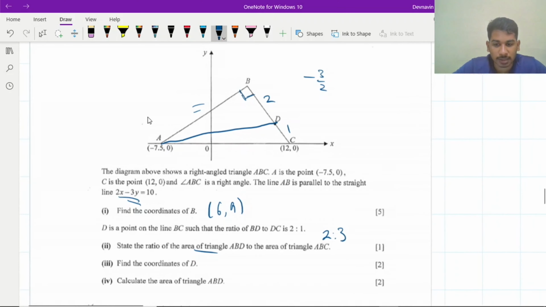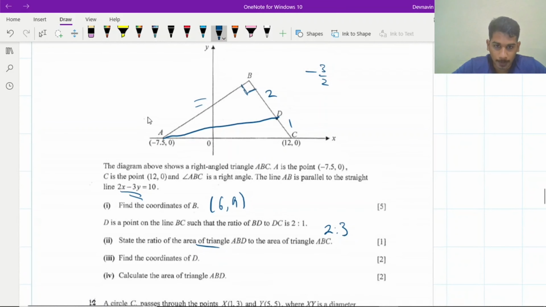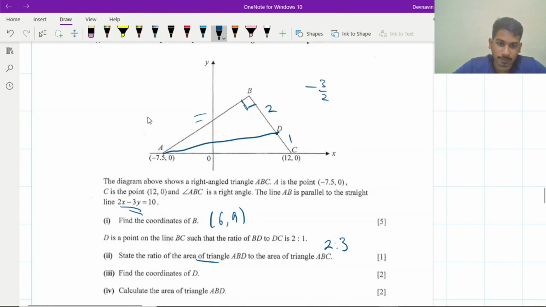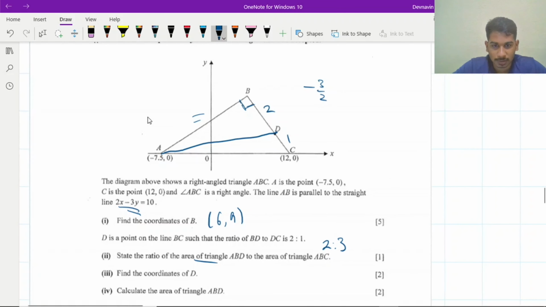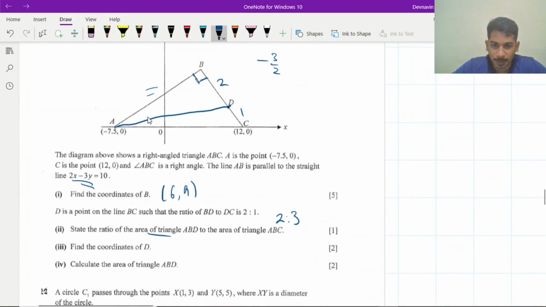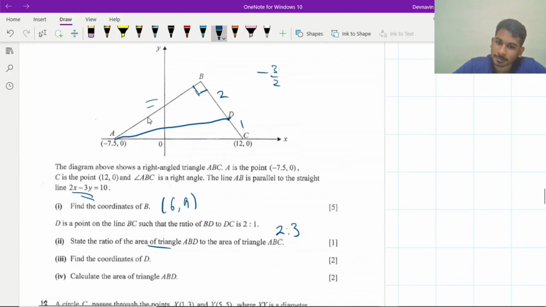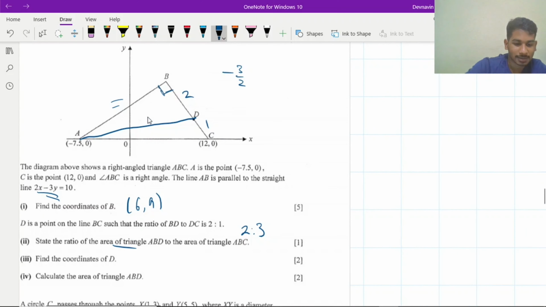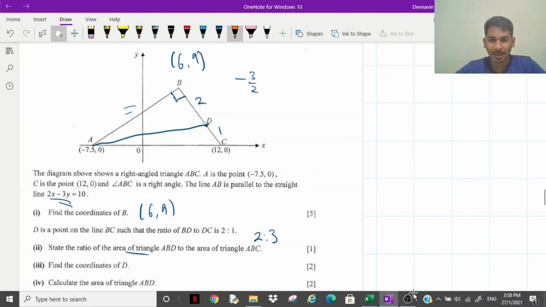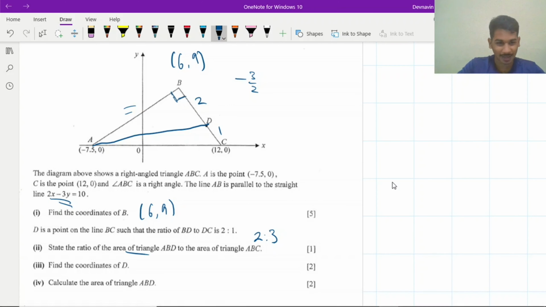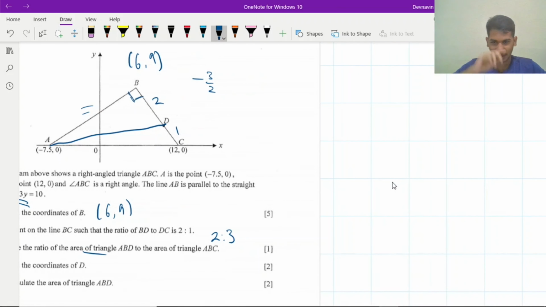Find the coordinate of D. Okay, so what can we do? I want to try some new method. Okay, let me pause and try some method. Okay, guys, I found a really nice method. I thought of something really nice, which we don't really do in secondary school.